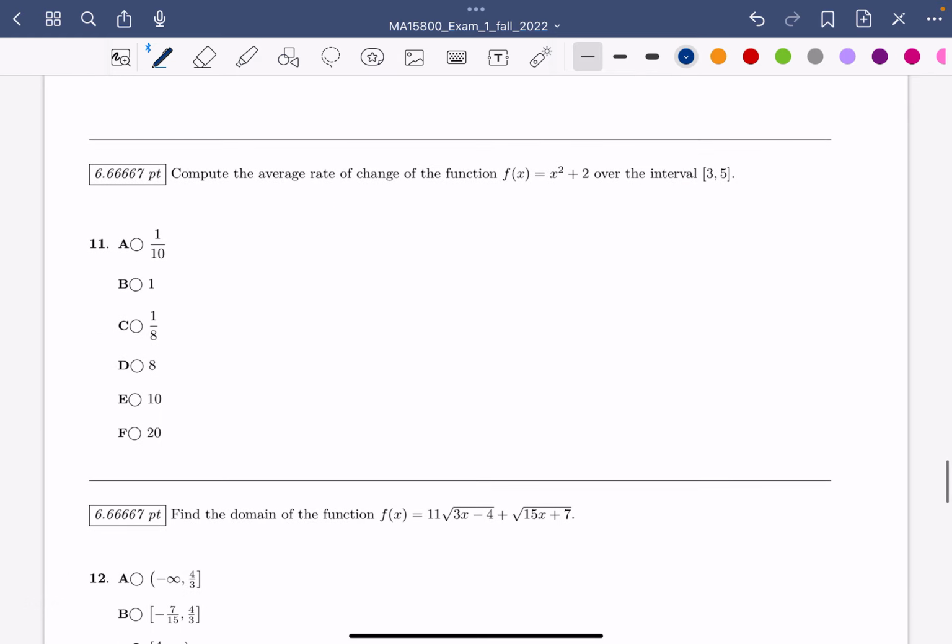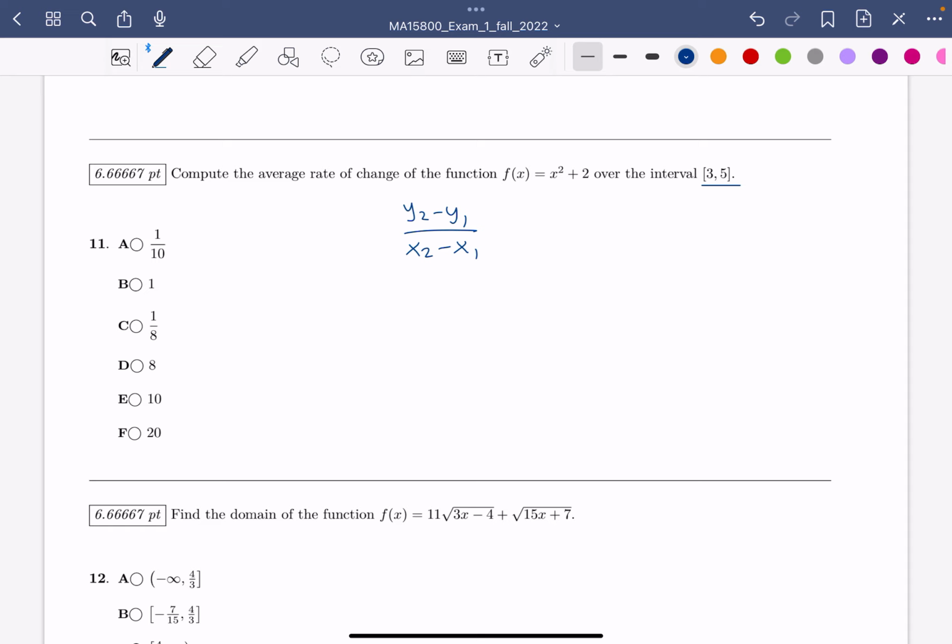Number 11. Compute the average rate of change of the function f of x equals x squared plus 2 over the interval of 3 to 5. So when we are looking for average rate of change, it's just a fancy word for the slope. Now, if we remember our slope equation, it's y2 minus y1 over x2 minus x1. We're given 2 points. We just need to figure out the y1 and y2 from said 2 points.